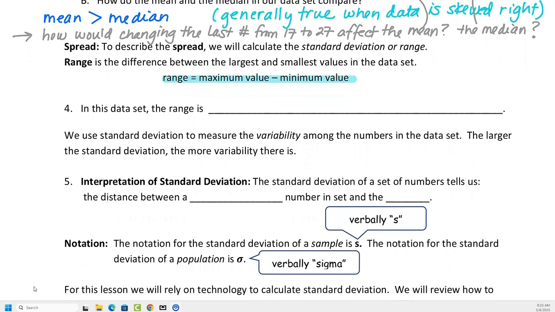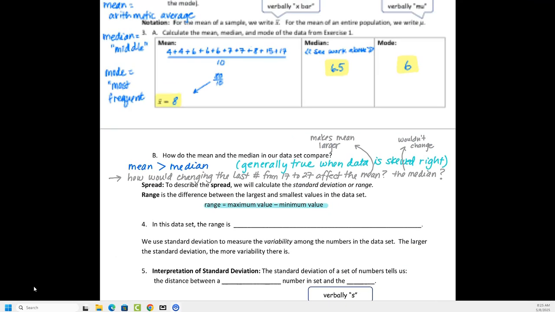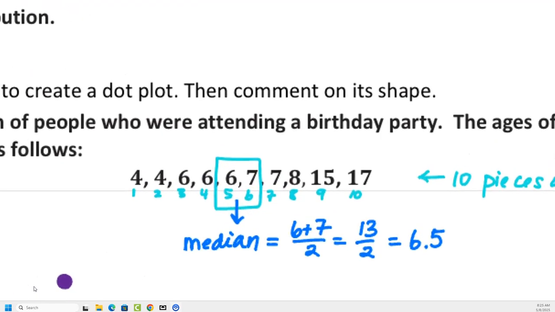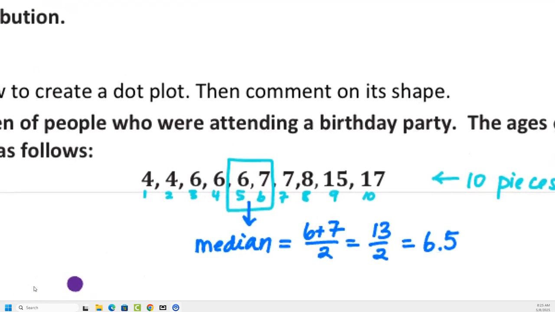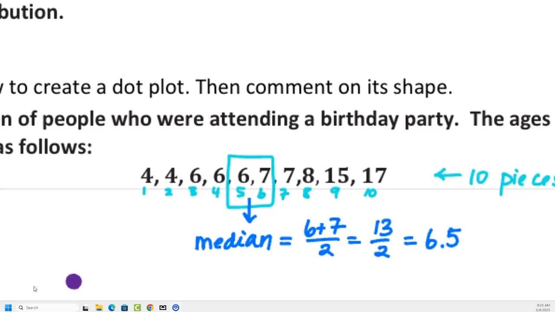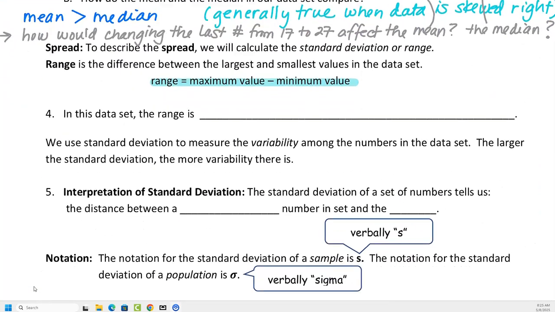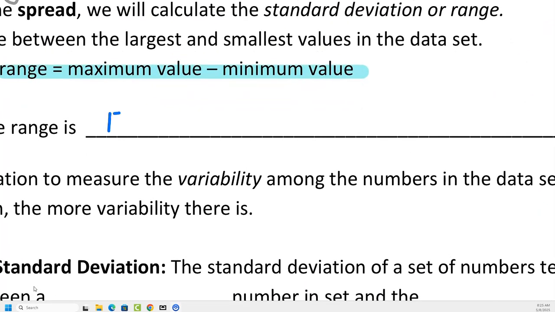So in this data set, the range is, okay, we're going to have to figure out what is the greatest number and what is the smallest number. What was the greatest number in this list? 17. What's the smallest? Of course, I'll come down here. So the range is going to be 17 minus 4, which is 13. So I can say that the range is 13.